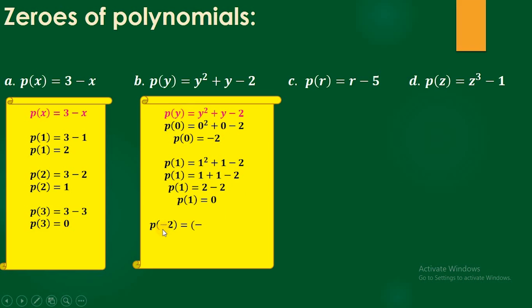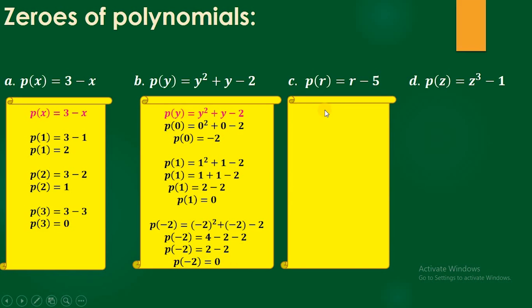Similarly, I'll take another value for y, that is p of minus 2 equals minus 2 square plus minus 2 minus 2. By solving this, minus 2 square is 4, and plus into minus is minus, so minus 2 minus 2. So you'll get 4 minus 2 is 2, minus 2, and p of minus 2 equals 0. Okay, let's move on to the third example. You can take any value of the variable in each case.